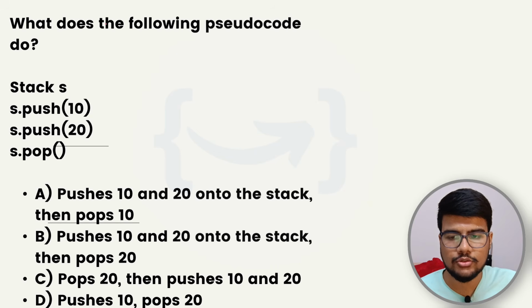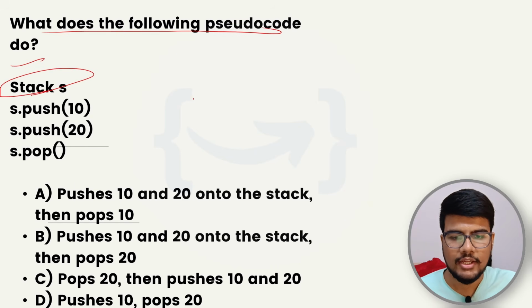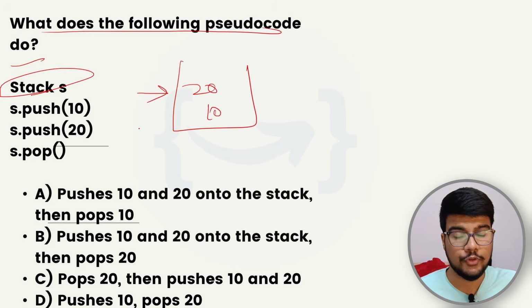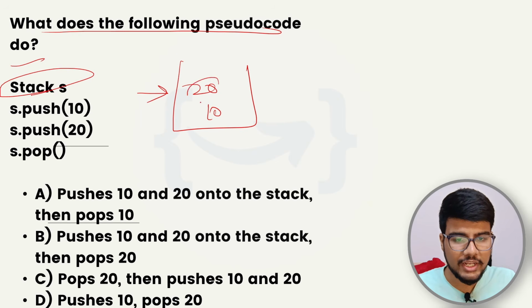Now, stack and queues. Let's see, what does the following pseudocode do? The stack has been initialized. So this is the stack. Firstly, 10 is pushed. Now 20 is pushed. Now you need to pop. So from the top, we always pop the most recent one. So 20 would be popped.